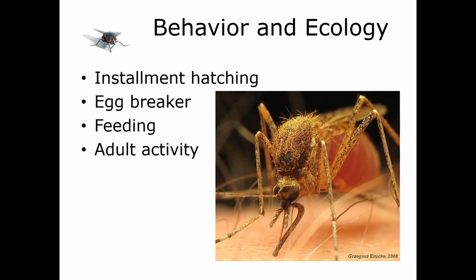Now, during hatching, the first instar larva uses a dorsal hatching spine on its head called the egg breaker or the egg burster. It's going to apply pressure to a preformed weakness in the eggshell, and this is going to cause the eggshell to pop open at one end, and that larva is going to wiggle free. Now, the larvae are going to feed on a variety of organic detritus, on suspended material, and maybe small organisms in their aquatic habitats.